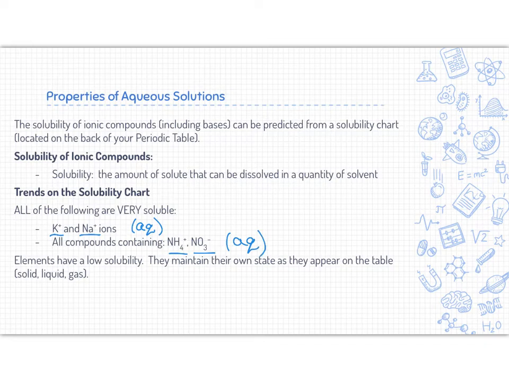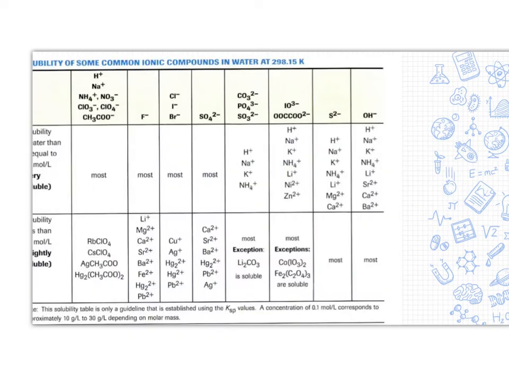Elements, aka something from the periodic table like a metal or like hydrogen or phosphorus, any metal or element, has low solubility, meaning that they will not dissolve in water, and they will just be their own state as they appear on the periodic table. So metals, for the most part, are solid, with the exception, of course, of mercury. H2 would be a gas. P4 would be a solid as well. So they just keep their regular symbol. They do not dissolve in water.